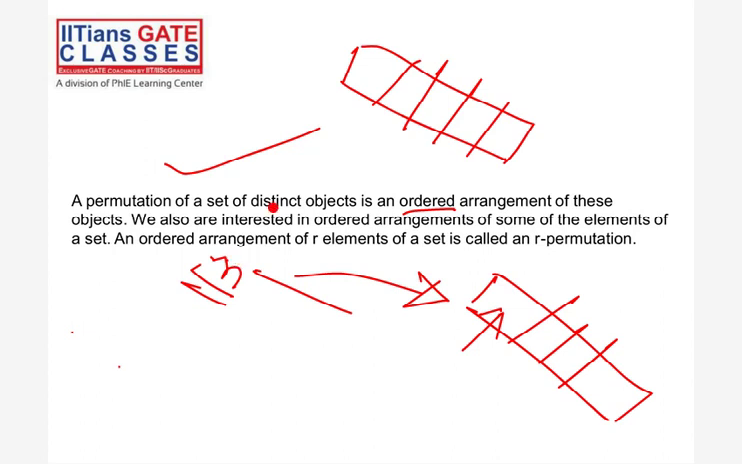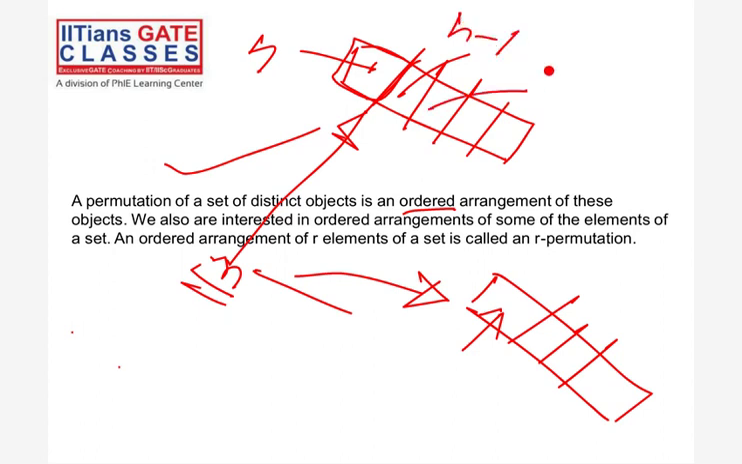Since we have n elements, for the first position we can pick any of these n elements. Once we pick one element here, for the second position we obviously cannot pick that element. So for the second position we have n minus 1 ways, for the third position n minus 2 ways, and so on. By the product rule we multiply them: n times n minus 1 times n minus 2, and so on. This value is nothing but n factorial.